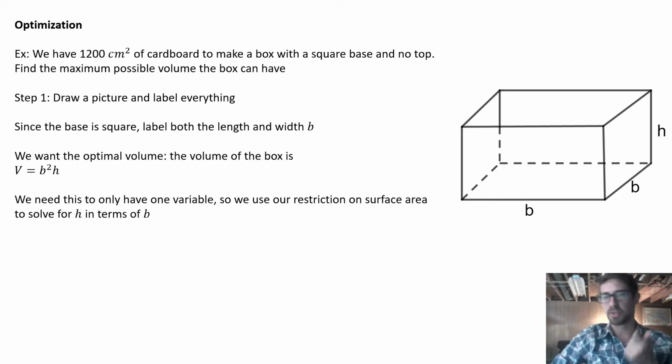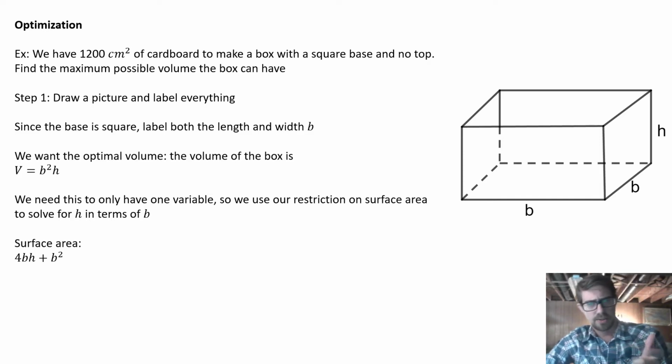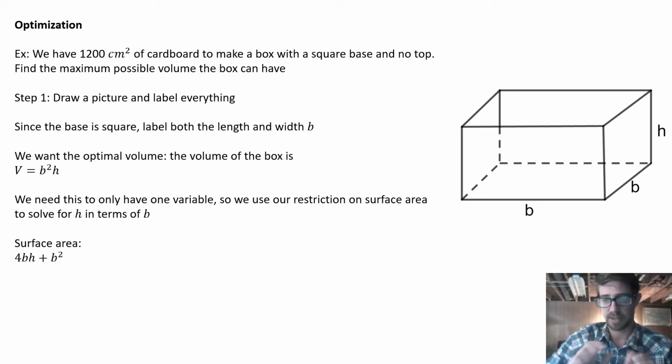But we use our restriction. We use the fact that, okay, we only have 1,200 square centimeters of stuff. So we use that to fix this equation so that it only has 1 variable. Think about why this looks like this. This is the equation for the surface area of our box with no top. The surface area of the base is just B squared. And then the surface area of every single side is the same as BH, right? All 4 sides of the box are exactly the same.